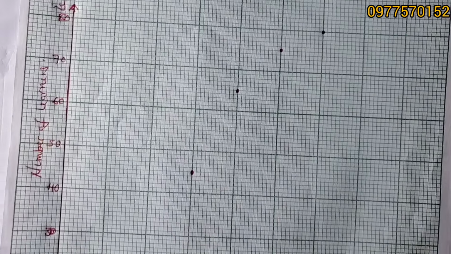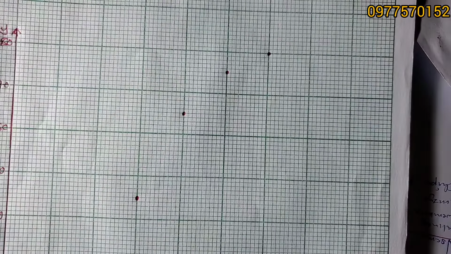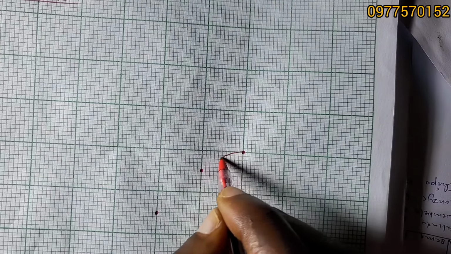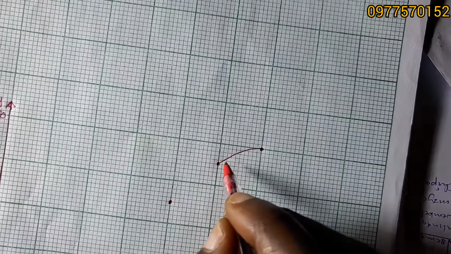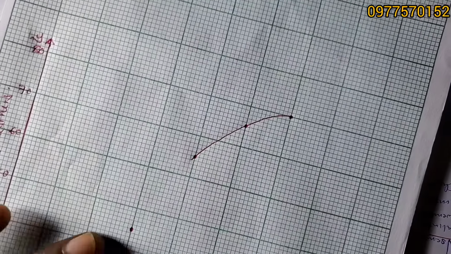So these are our points. Okay? So you can just connect them. Let me start from the top here. Like this. Remember, I'm supposed to use the what? Very good. The pencil. Okay?